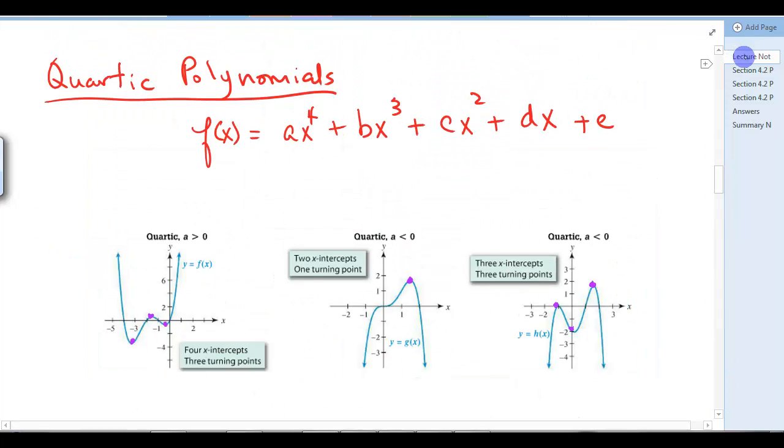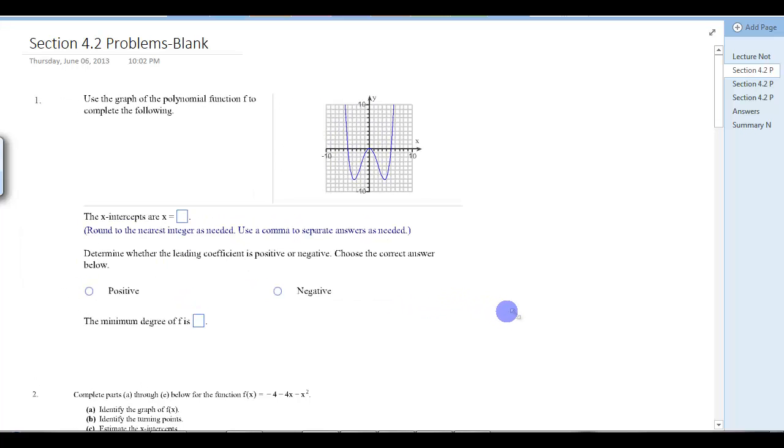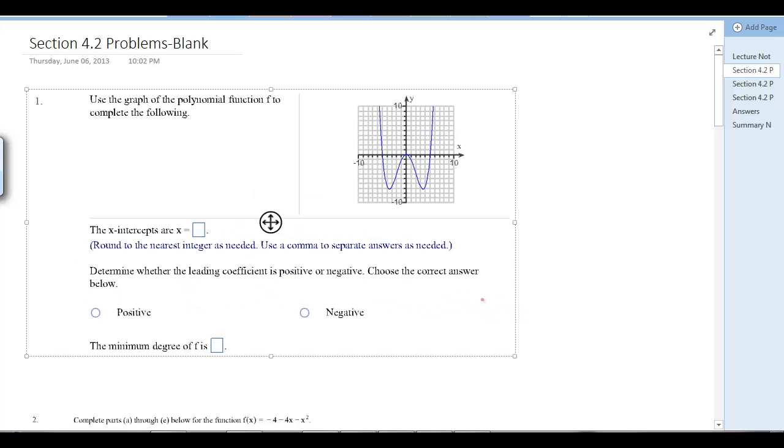All right, let's go look at some problems and see what we can do. In this one, let's make this a little bit bigger so you can see it. On your computer you'll be able to look at it bigger, but I think we can actually see them. 1, 2, 3, 4, 5. So the x-intercepts are at -5, 0, and 5.